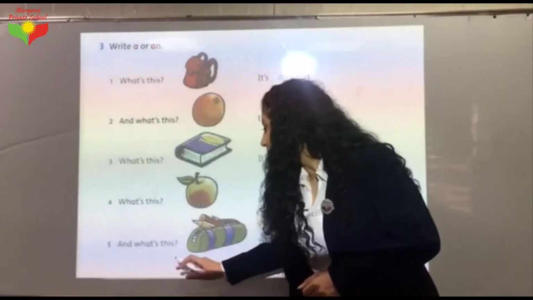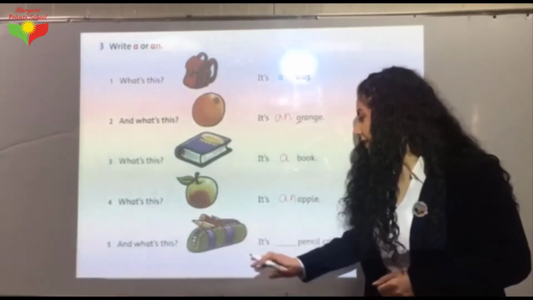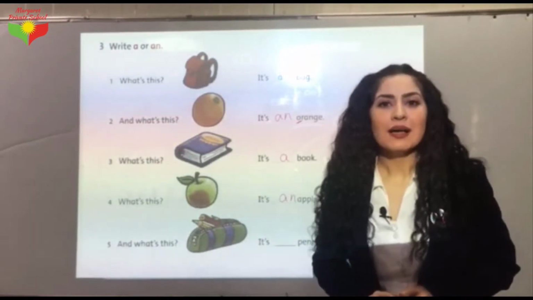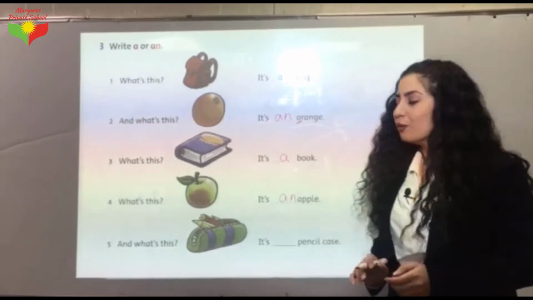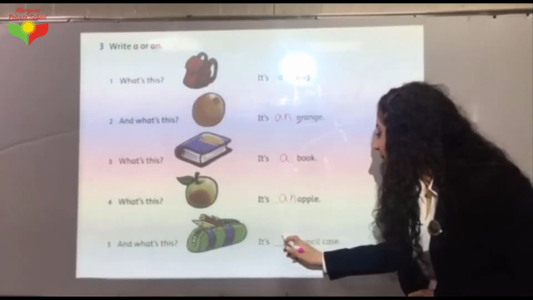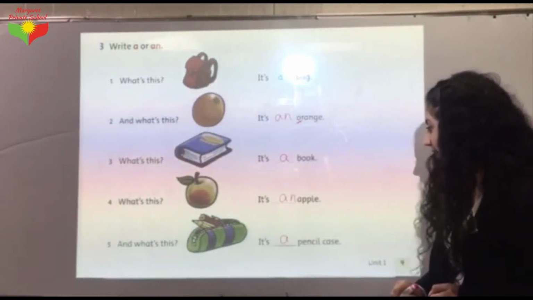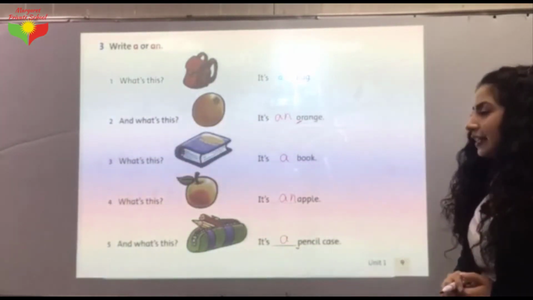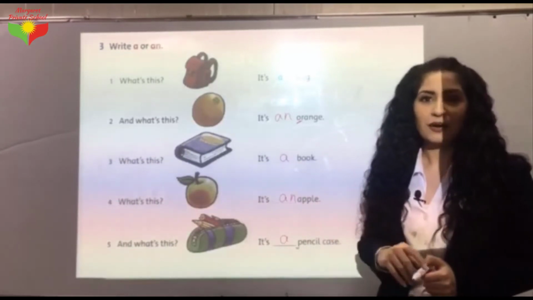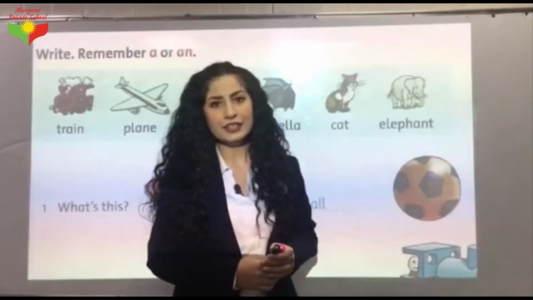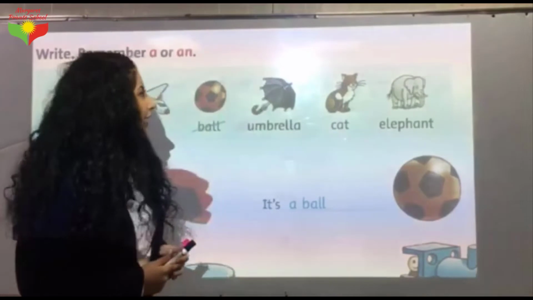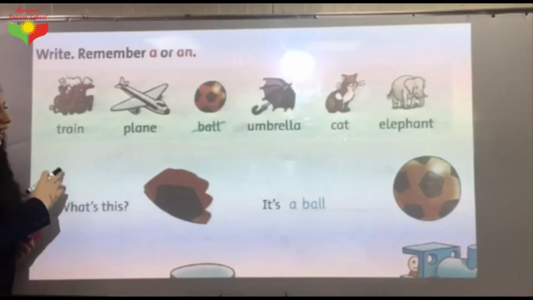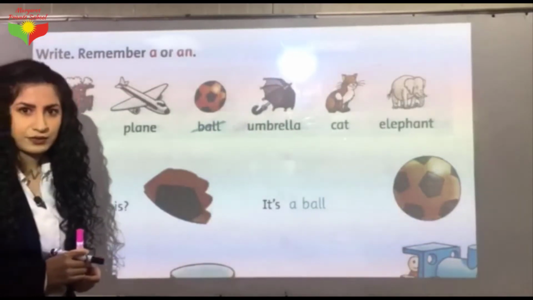And what's this? It's a pencil case. So we have to write a. It's a pencil case. It starts with P. Okay, dears. Now you can write them down, okay? Dear kids, look at here. We had this exercise, okay? We are going to write a and an before the nouns.